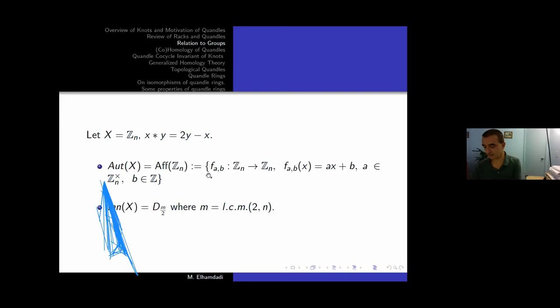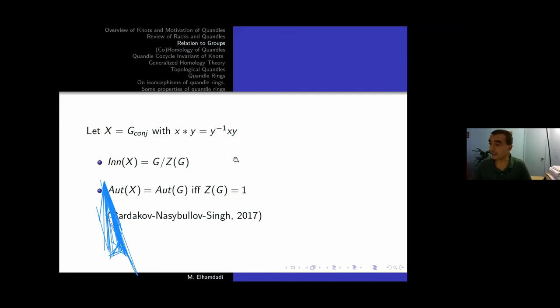This was in the thesis of Jennifer. Recently, Bardakov, Nasibulov, and Singh in 2017 computed the automorphism group of quandles in the context of conjugation, and they proved that the automorphism group of the quandle is equal to the automorphism group of the group if the center of the group is trivial. Now one can see quickly that the inner group is just the group modulo its center.